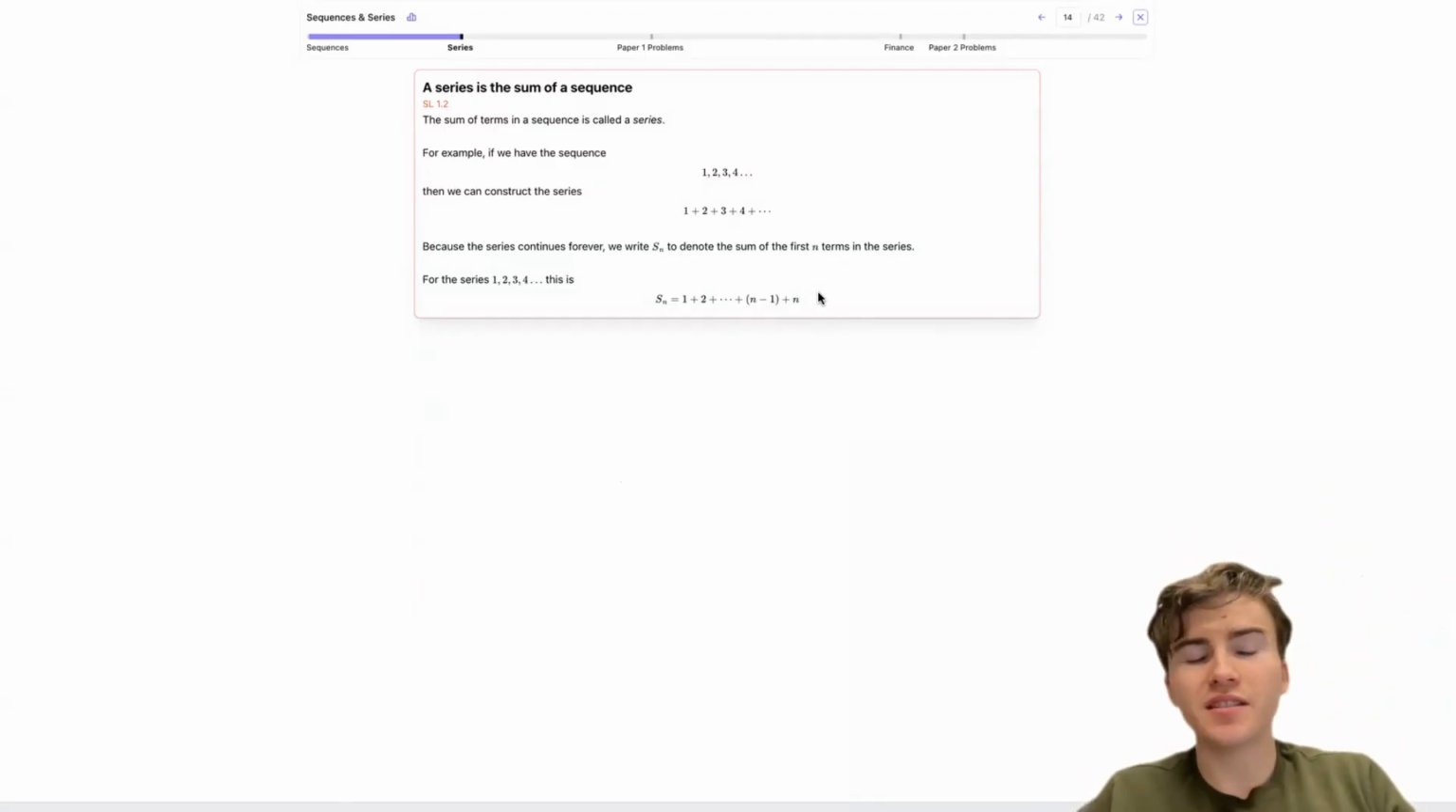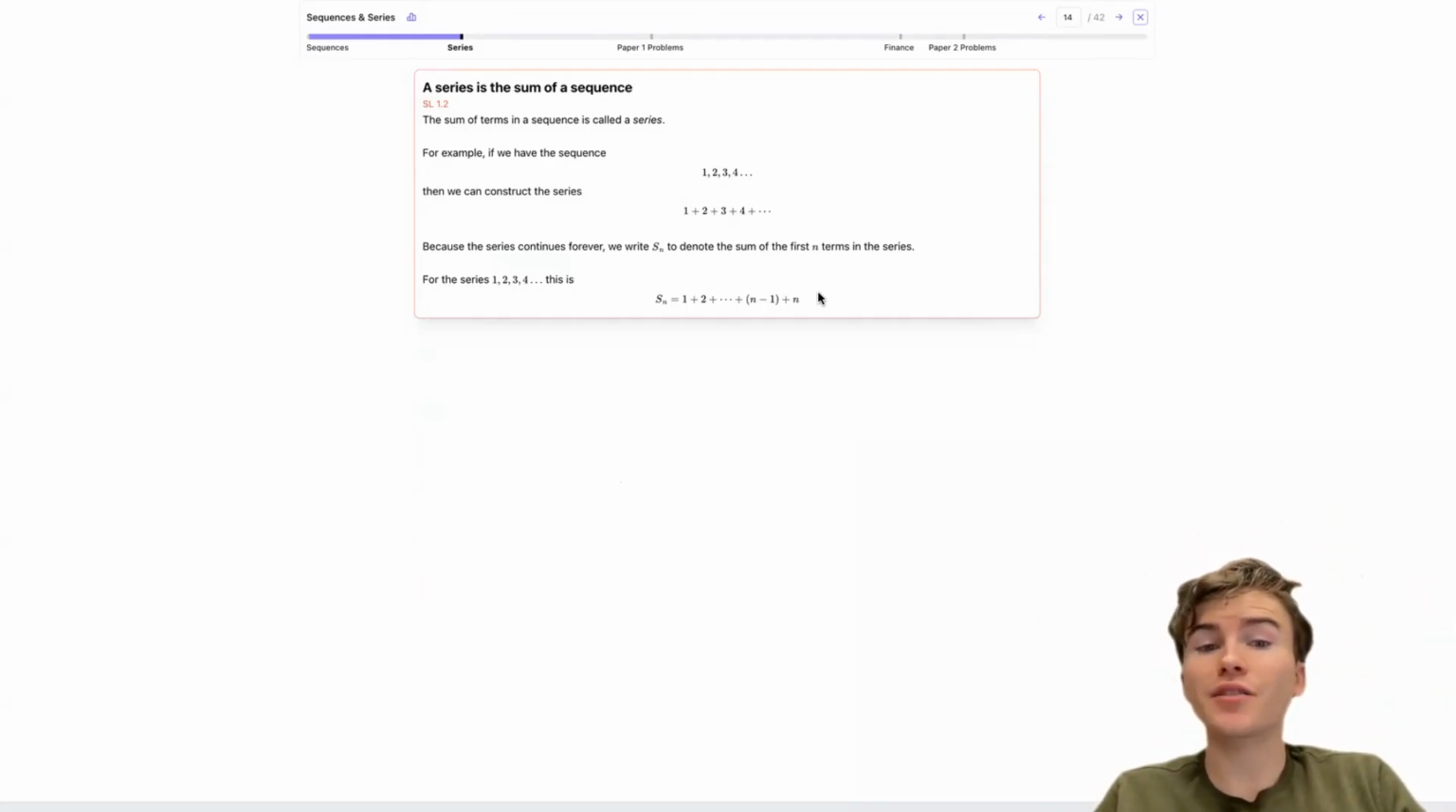And because the sequence, the series can continue forever, we usually write S with a little n underneath to denote the first n terms in the series. So if I have the series 1, 2, 3, 4, then I can say Sn is 1 plus 2 plus ... and I'm going to stop at n.